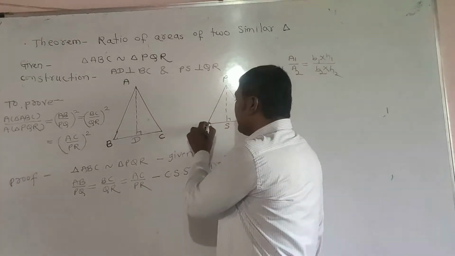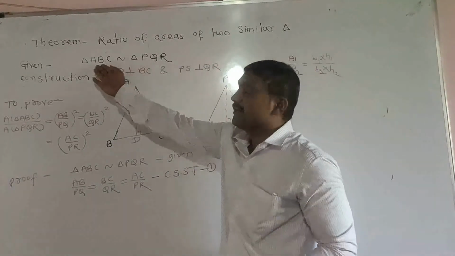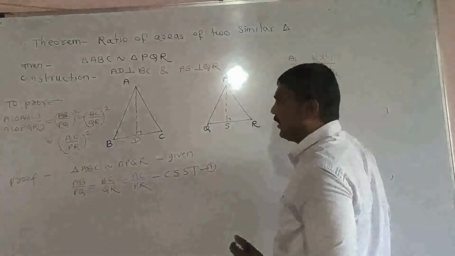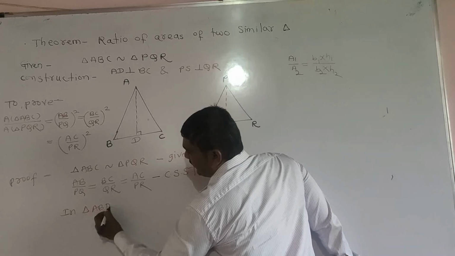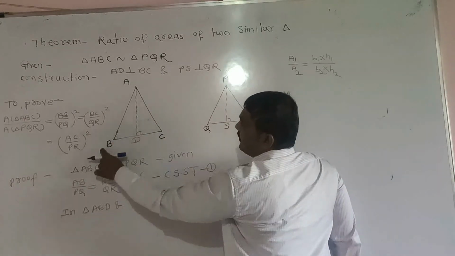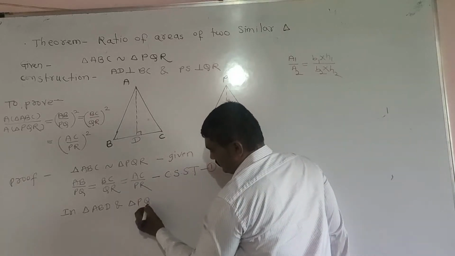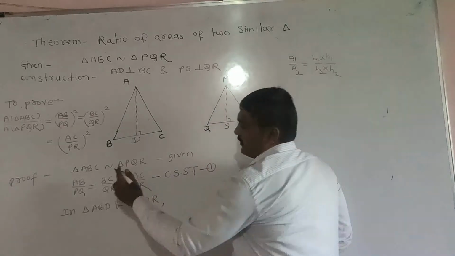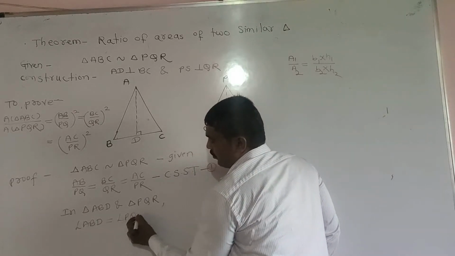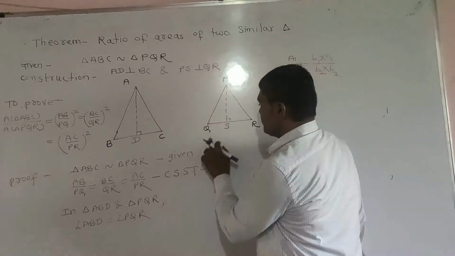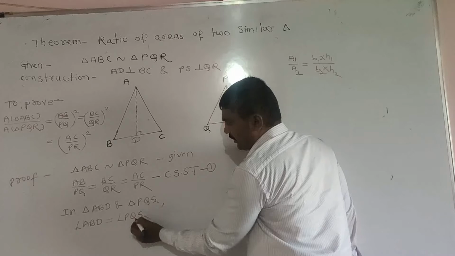Angle B and angle Q are already the same because these are the two similar triangles, which is given in the given data, right? So I am writing now, in triangle ABD and PQS. In these two triangles, angle ABD equal to angle PQR. Sorry, this is not PQS. So we should write PQS.